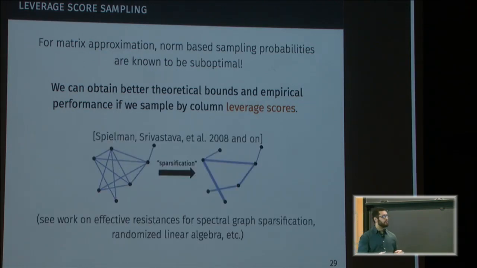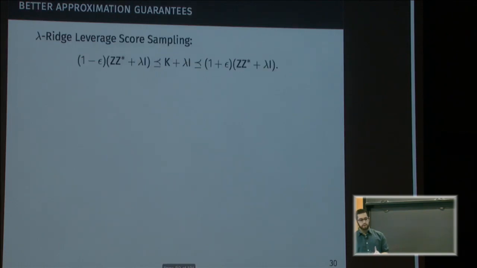So these go under different names. In theoretical computer science, they first appeared under the name effective resistances, which are the leverage scores when you're specifically trying to sample from an adjacency matrix of a graph. So if you've heard of effective resistances and the problem of graph sparsification, leverage scores are the generalization of effective resistances to any matrix. I'm going to write down the definition of leverage scores in a second, but I just want to give a sense of what approximation bounds they give.